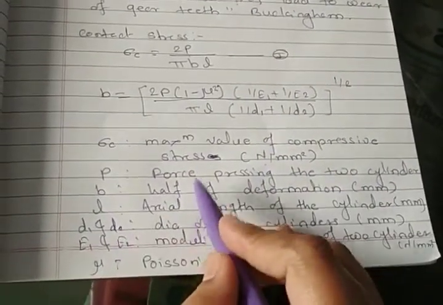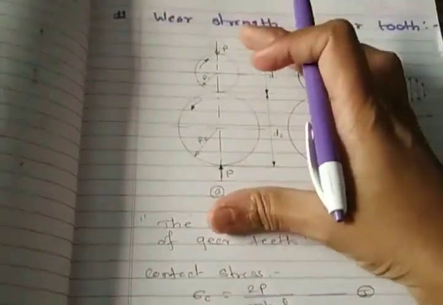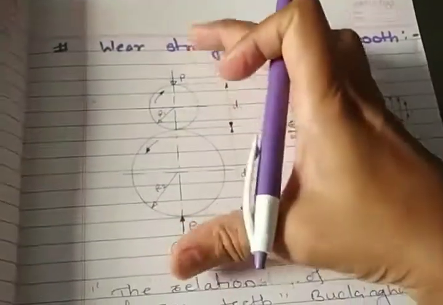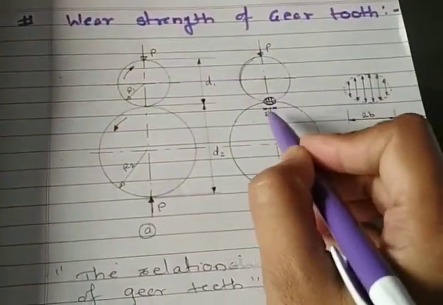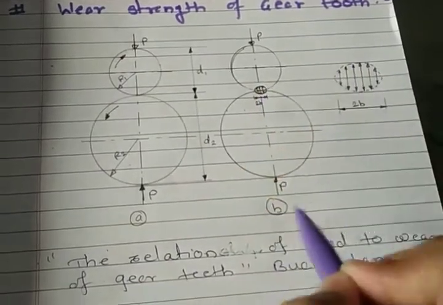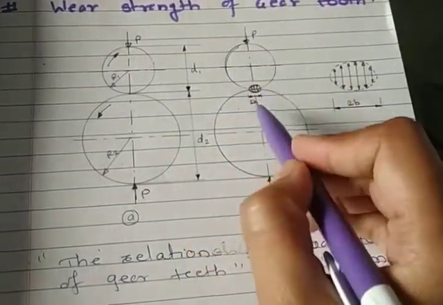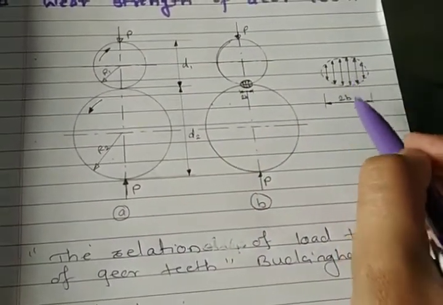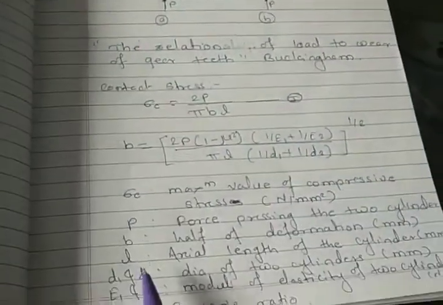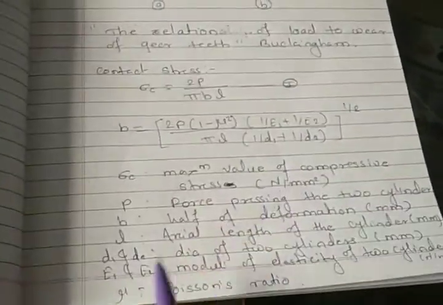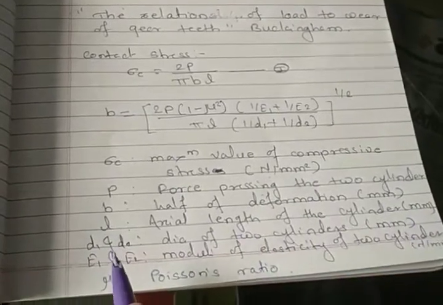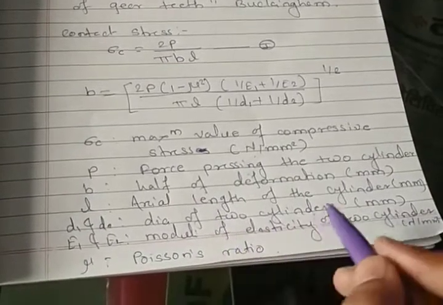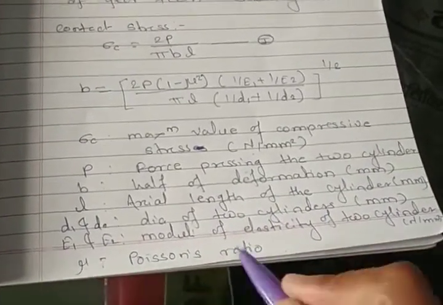P is nothing but the force of pressing of two cylinders, so here we have that P. Then B is the half of deformation, so due to this compressive force there is deformation which is shown in this diagram, figure B. So this total deformation is 2B, which is exaggerated right here. So we know that B is nothing but the half of deformation. Then L is the axial length of the cylinder, D1 and D2 are the diameters of two cylinders, E1 and E2 are the modulus of elasticity of two cylinders, and mu is nothing but the Poisson's ratio.